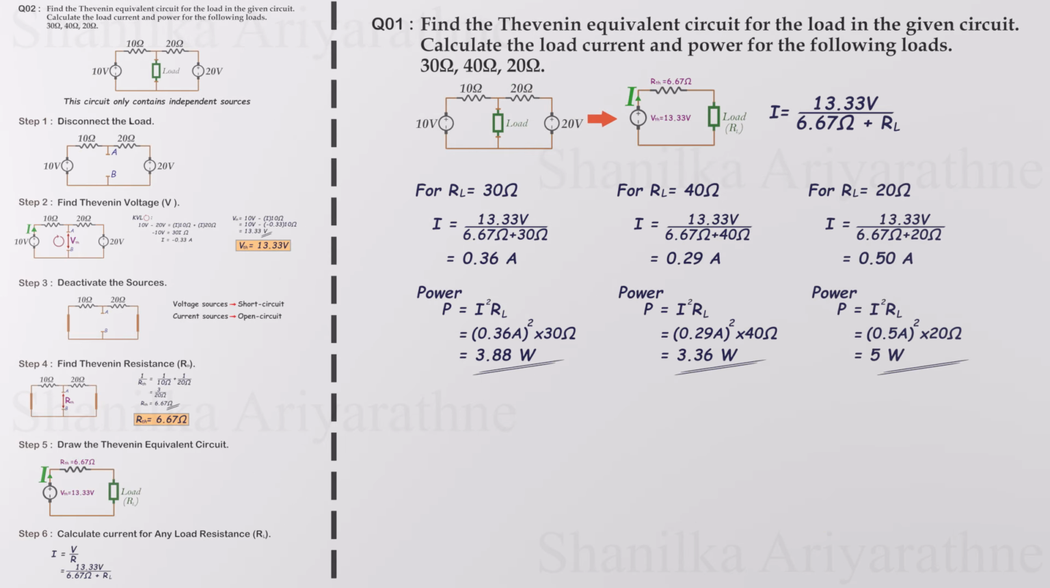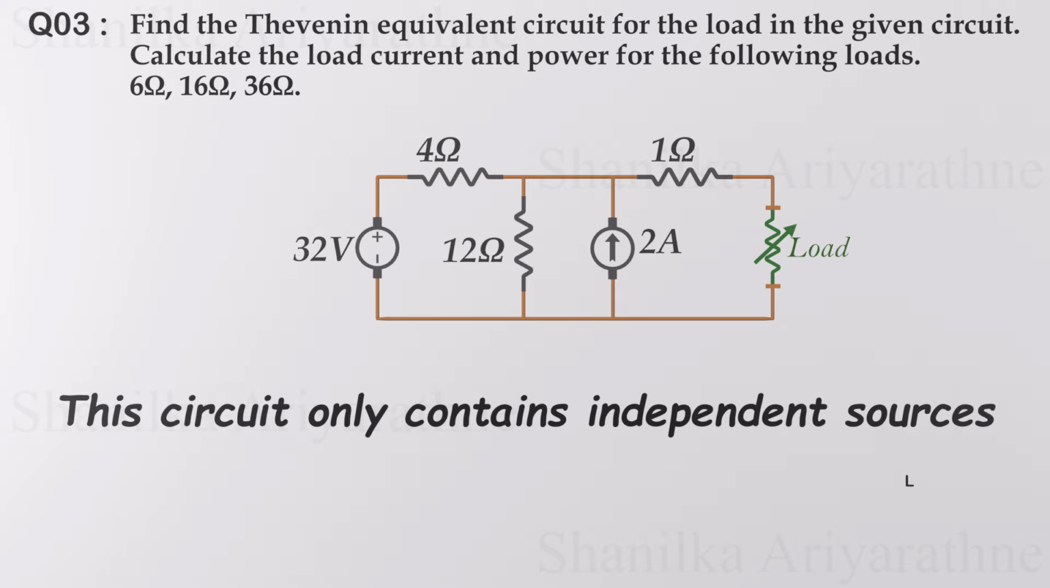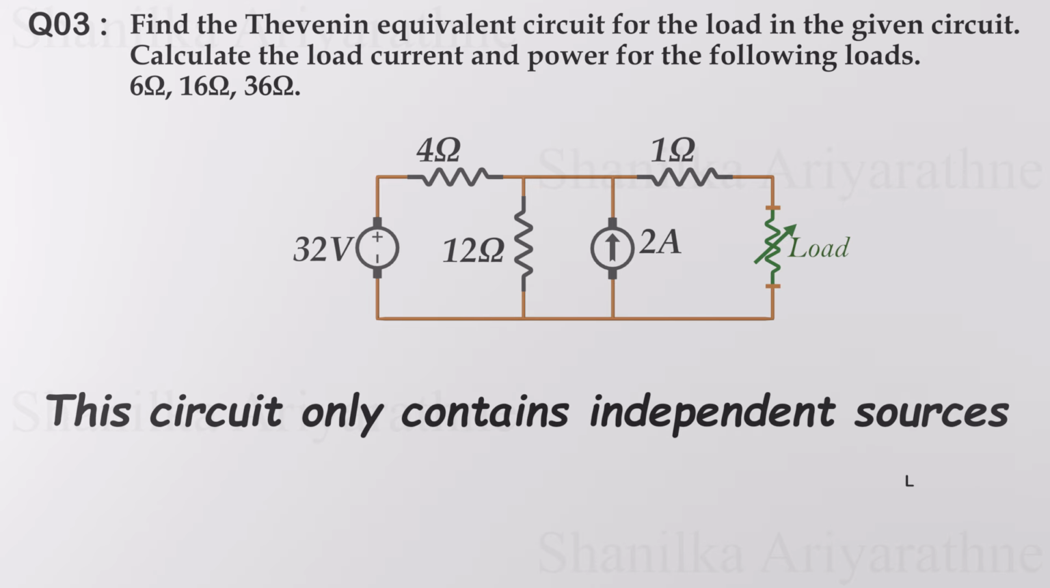Let's try another example. Find the Thevenin equivalent circuit for the load in the given circuit. Calculate the load current and power for the following loads. This circuit only contains the independent sources, a voltage source and a current source. So this should be solved under the case 1.